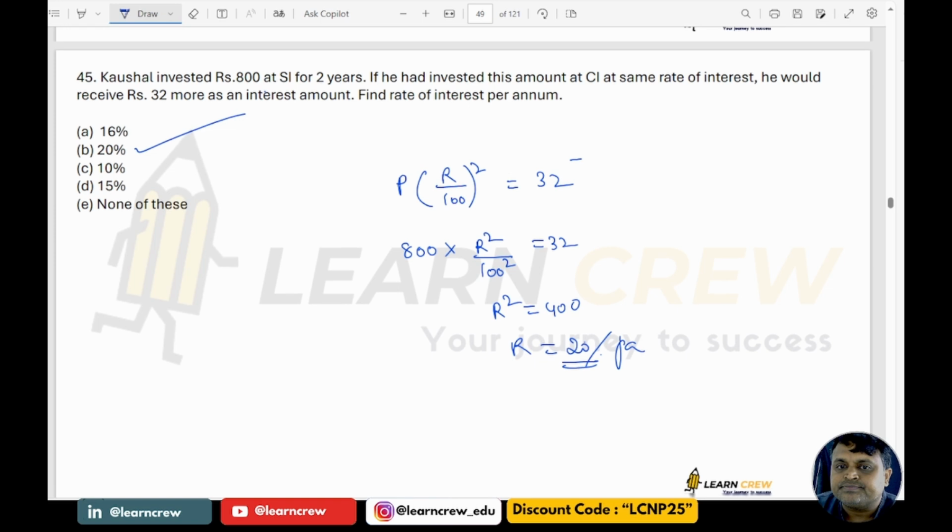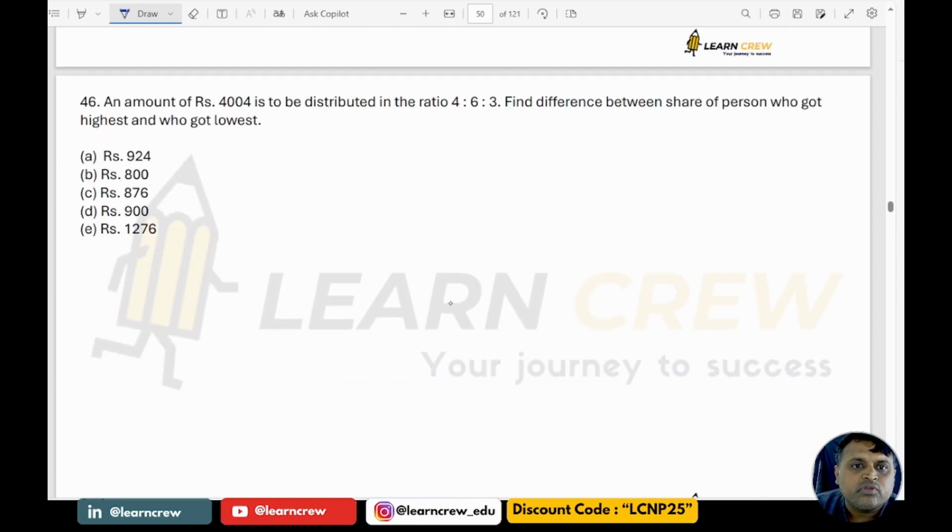Next, an amount of 4004 rupees is distributed in the ratio 4 is to 6 is to 3. Find the difference between the share of the person who got the highest and who got the lowest. Highest is 6, lowest is 3. The difference is 3 parts. 3 parts out of 13.